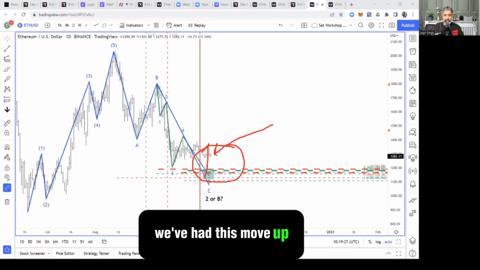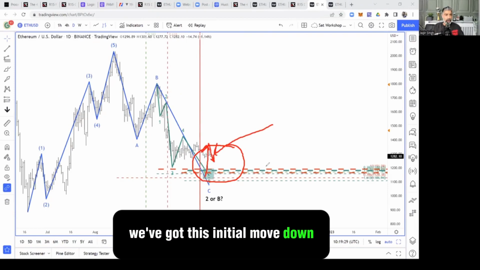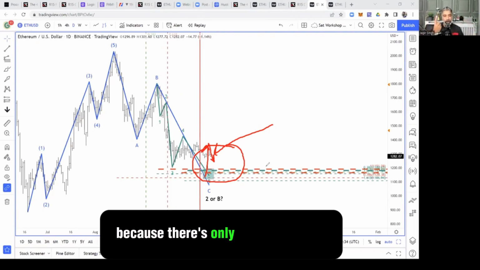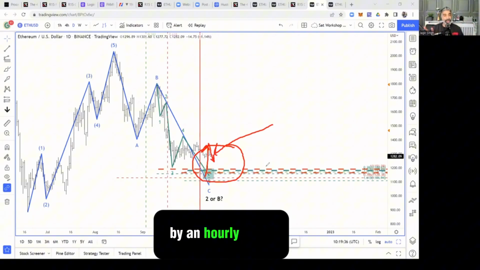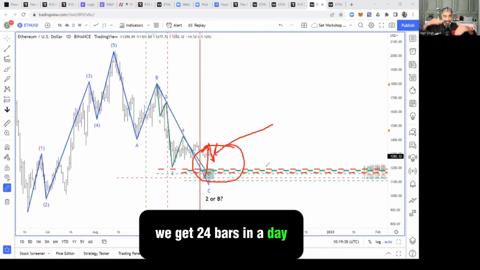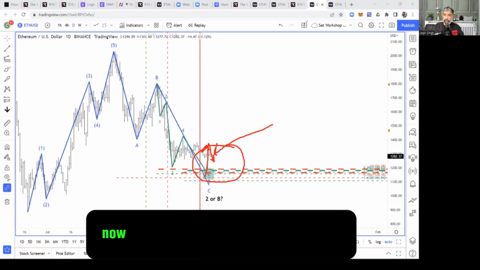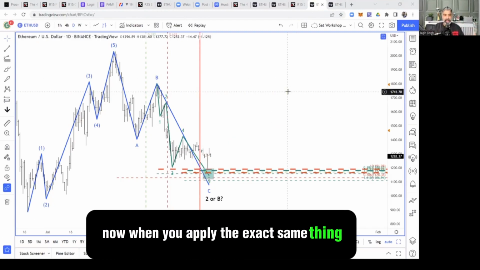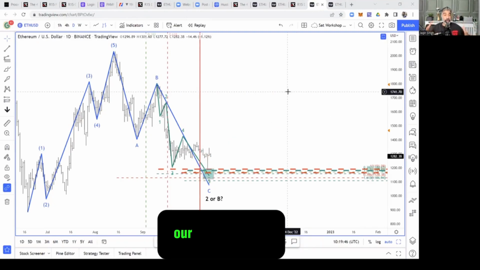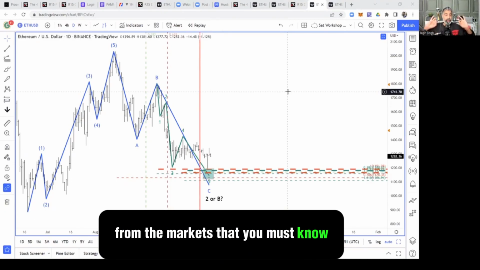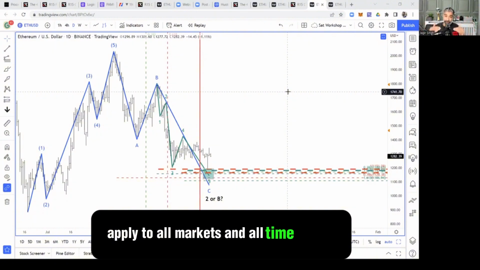We've had this move up, and we've got this initial move down. But on a daily chart, we can't see any wave structure because there's only 1 bar per day. But in an hourly chart, we get 24 bars in a day, and we can see the buying and selling behavior on an intraday level. So now we're going to apply the exact same thing. So when you hear me say our methodology, the 4 secrets to make money from the markets that you must know, apply to all markets and all time frames.